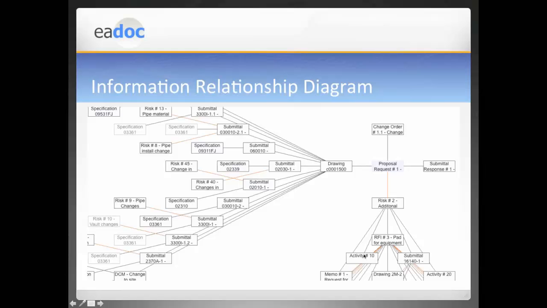So I can see some schedule activities. I can see RFIs, submittals, another schedule activity. And then I can see some drawings and some subsequently linked information here. What this tool is doing is giving me a graphical overview of how information and communication relate to other information on my capital project.